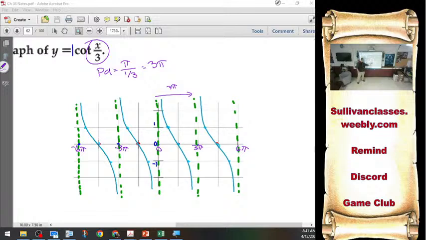Right? 2 boxes is 3 pi, so half of that is 3 pi over 2. 3 pi over 2, 6 pi over 2 reduced. 9 pi over 2, 12 pi over 2 reduced. And they're negative versions. Okay? Personally, I think these are the easiest of the 6 because I start on an asymptote without having to break it in half.